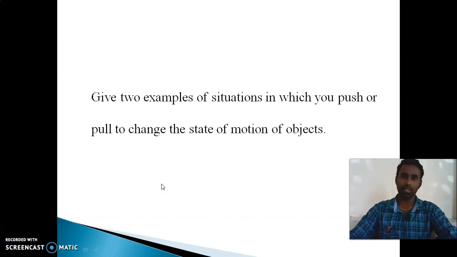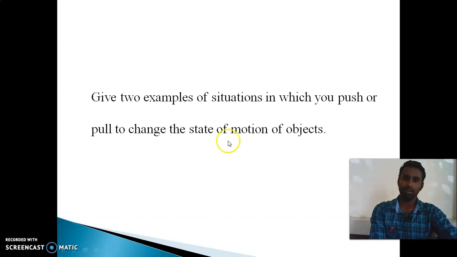Question number 1: give 2 examples of situations in which you push or pull to change the state of motion of objects. Generally, what do push or pull mean? It's the basic definition of force: push or pull to change the state of motion of an object. When you apply a force, it will change its motion. What are the examples for that? Can you give examples?